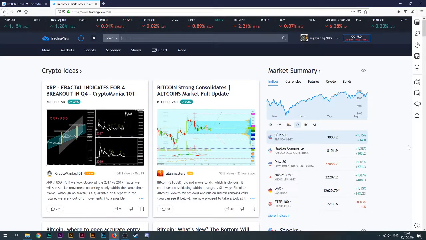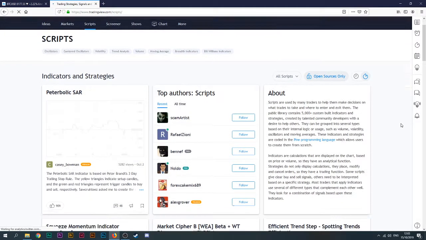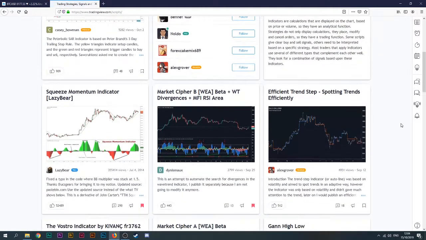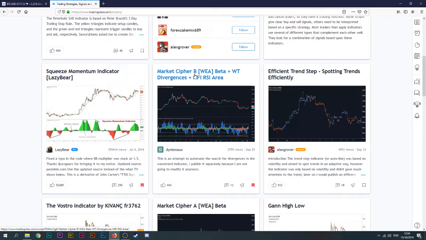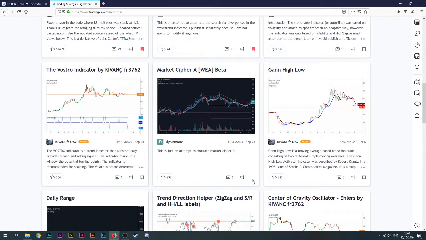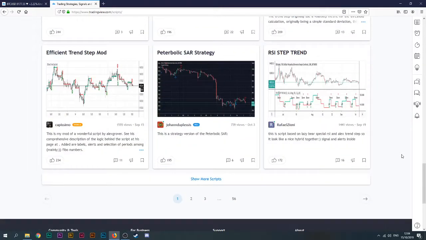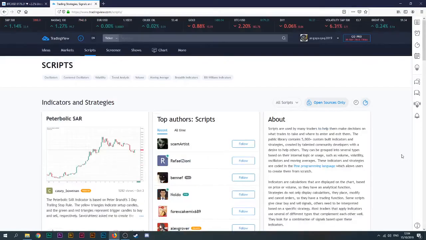So I'm teaching how to set up a TradingView account and set up a trade. You go to TradingView.com, you open an account, you go to scripts, and what you want to look for are two scripts, well, three. You want Market Cipher B, you make that your favorite, add to favorite scripts. Market Cipher A, add to favorite scripts. That's really all you need.